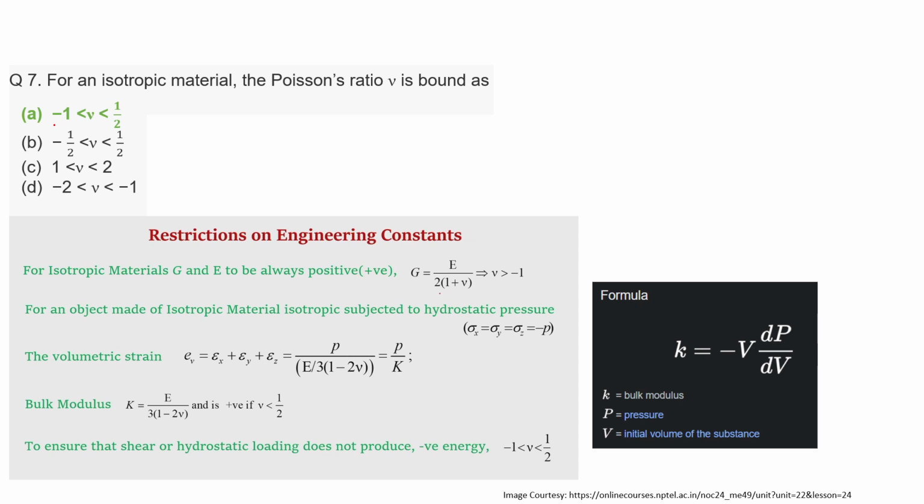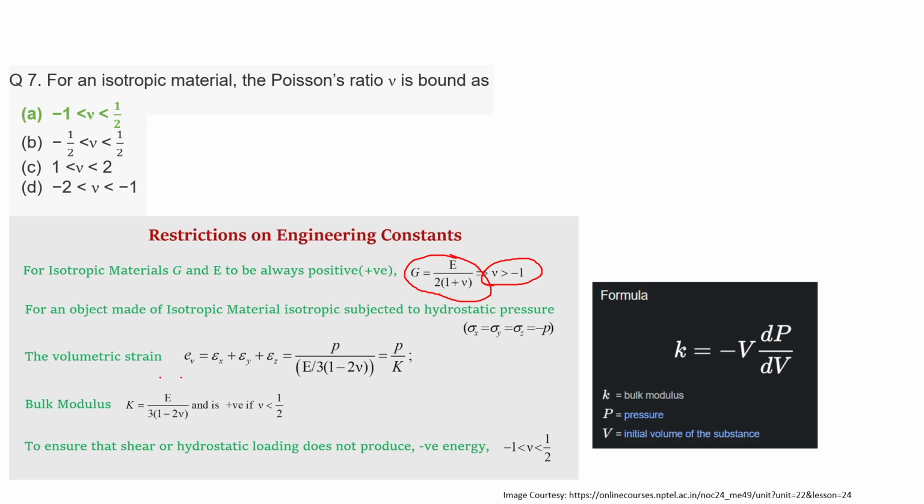Now for an isotropic material, the Poisson's ratio mu is bound as follows. This comes from the notes, where sir talked about the restriction in engineering constants. When we consider shear and hydrostatic loading on a material, there are these equations. The first equation gives the shear modulus with the help of Young's modulus and Poisson ratio. From this, we can say that the mu value should always be more than -1.